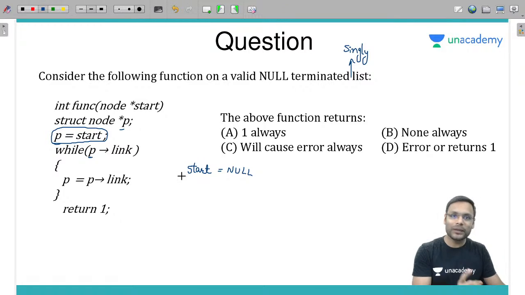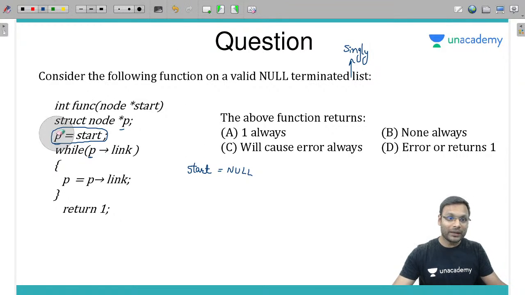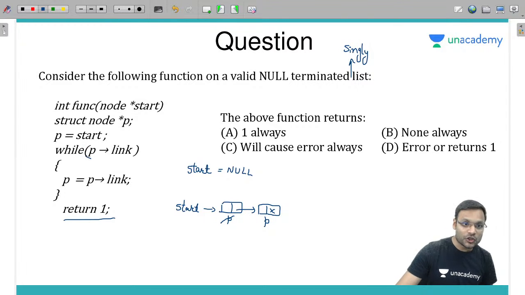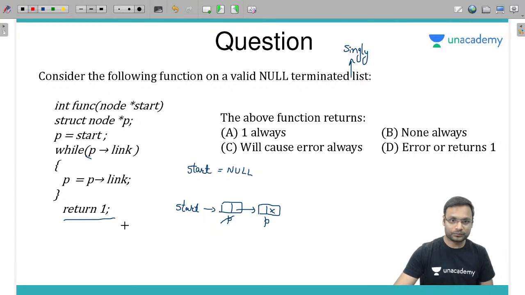But will it always be an error? No, there will not always be an error if you have some kind of list. Let's say this one, 2 nodes, 1 node, whatever, then P will start from here. Its link is true, yes, P equals P's link, its link is false, come out and return 1. P pointer will stop at the last node of the list and it will return 1. So the function may return 1 or may give you null pointer dereference. Yes, option D is correct.